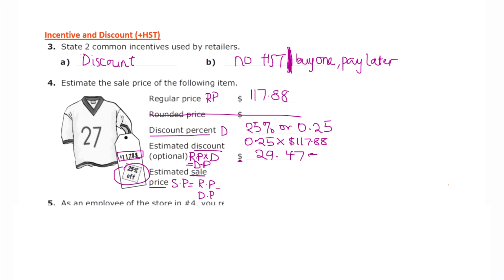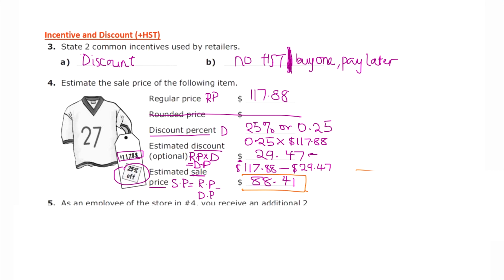So SP, which is the sale price, is equal to the regular price minus the discount price, which in this case is $117.88 minus the discount price, which is this number right here, $29.47. That gives us our sale price to be 88.41, which is what you are going to pay out of your pocket. So this sale price is also known as the price before tax, so before you include the HST.